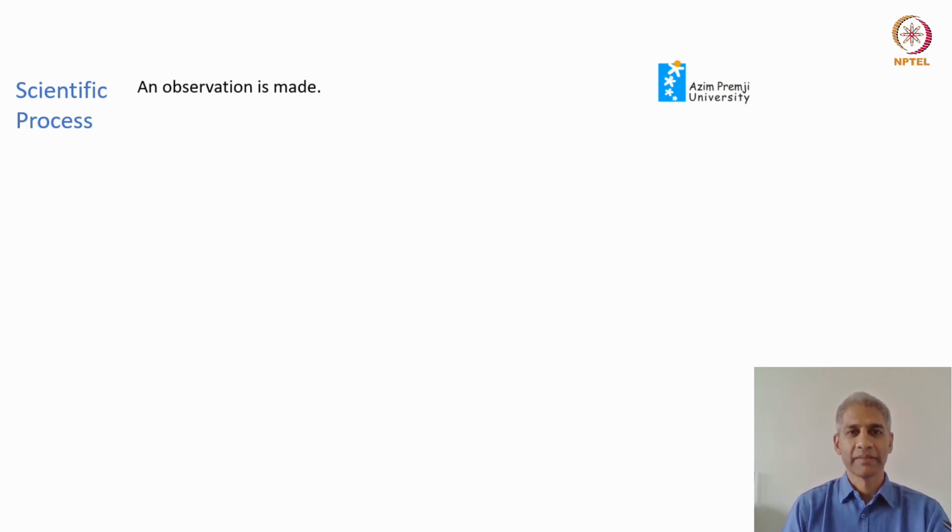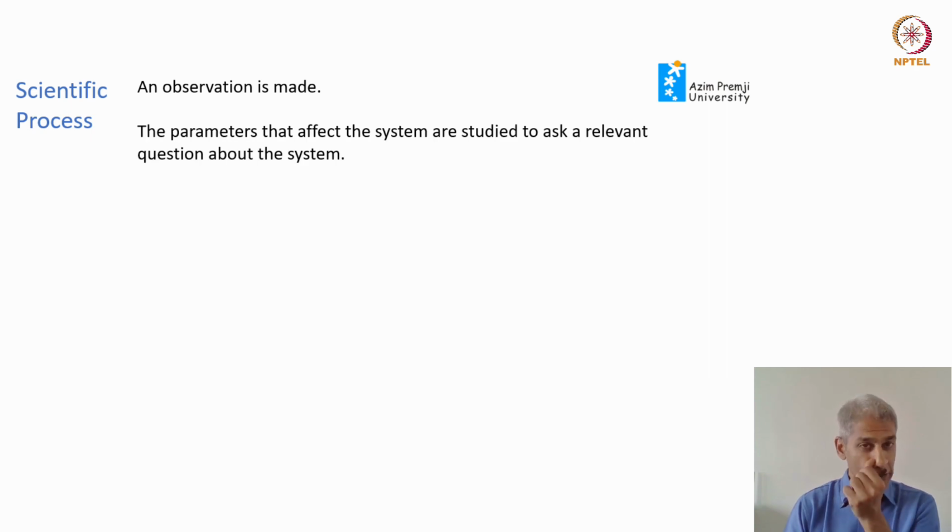So, typically, you are interested in a particular thing which is out there, so you make an observation about it. It could be something in biology or another area, chemistry, physics. And then you say, what are the parameters that affect the system? Because based on your observation, you know that the system is acting in a particular way. And so, what are some things that could affect the system? And then, via that, you try and ask a relevant question about the system, right?